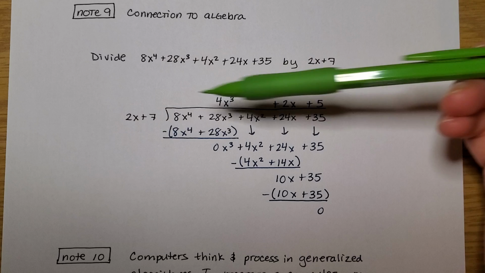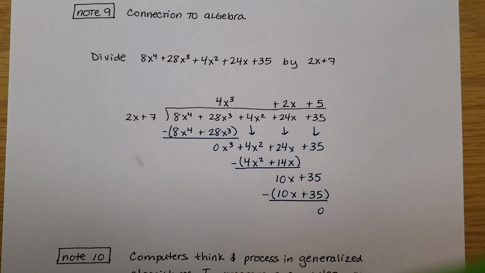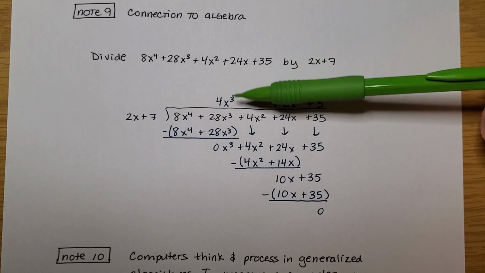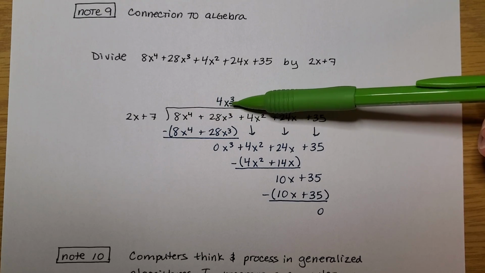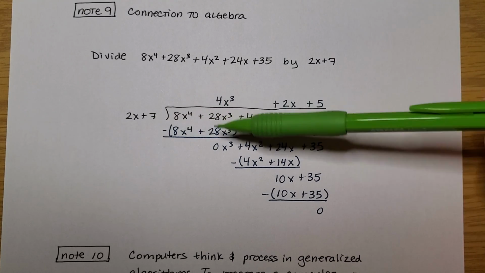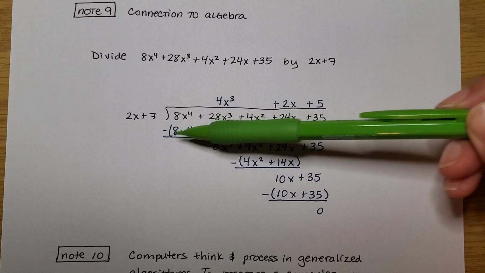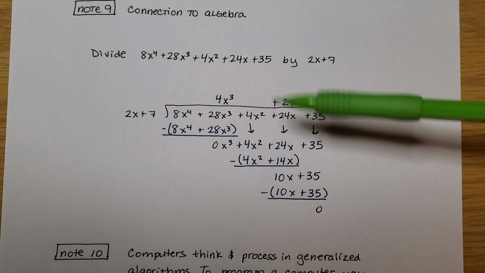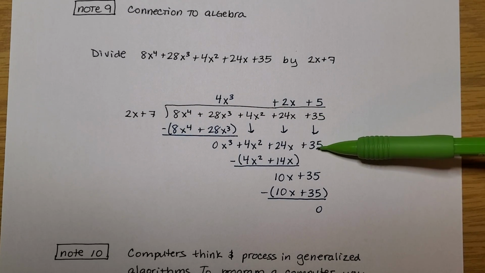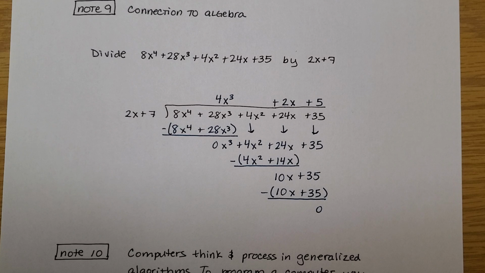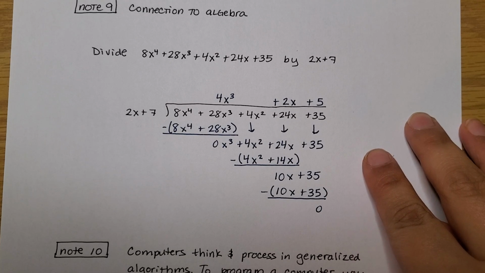So what I did was I took this thing and I asked a dividing question and got 4x cubed as the result. I did a multiplying process to get this number here. Then I did a subtraction and a bring down. So this division algorithm we use for numbers is the same as the division algorithm you're going to use for polynomials in an algebra class.